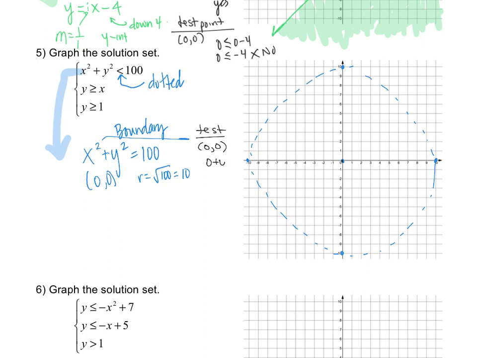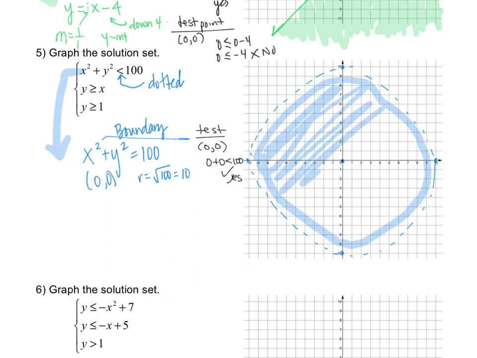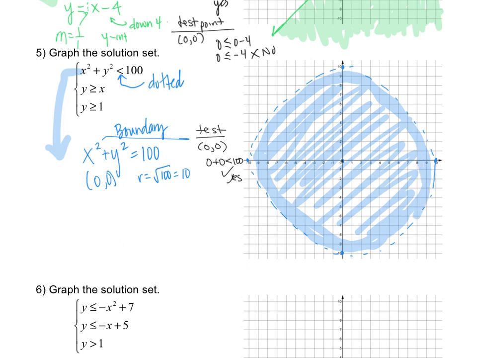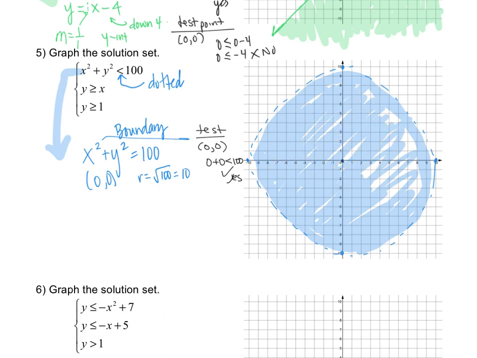If that does satisfy it, that means I would shade inside the circle. So 0 plus 0 is less than 100. Yep, that's true. So again, that tells me that I would like to shade everything inside the circle. So we're staying inside this guy. Every single point inside this circle will make the inequality true. That's what we're showing by this big shaded region.